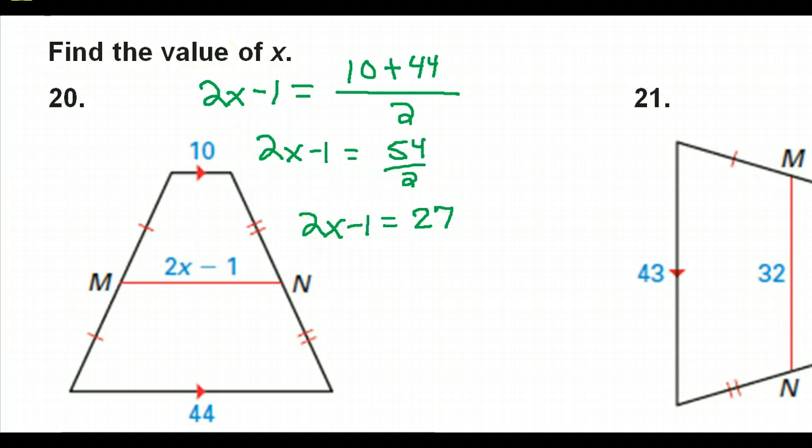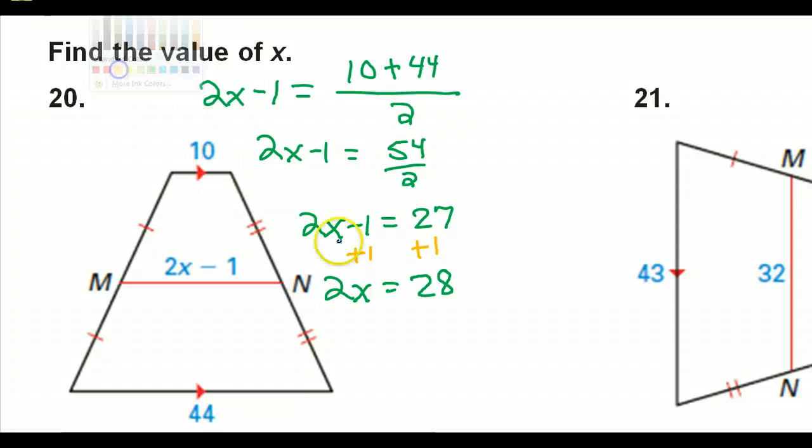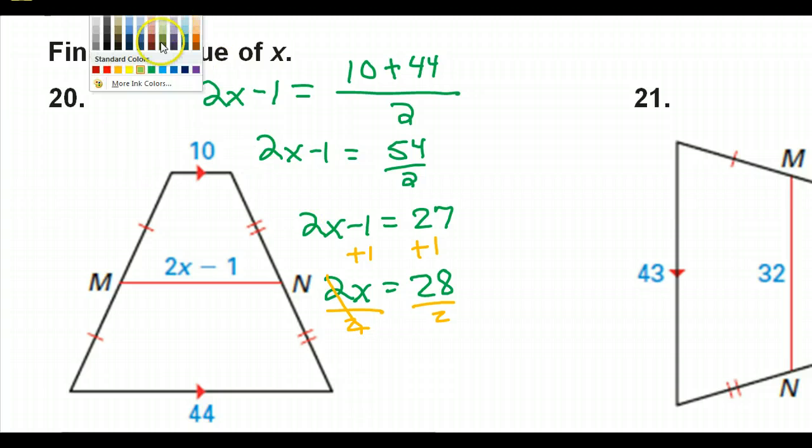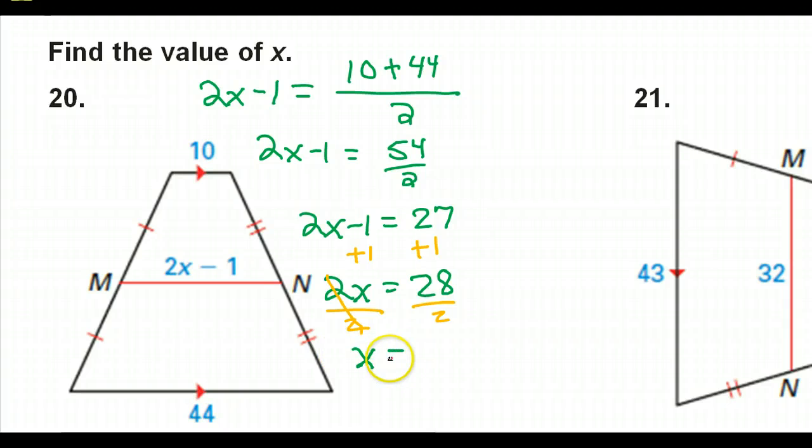So just solving this out, add 1 to both sides. So that's going to give me 2x equals 28 divided by 2. Alright, x equals 14. Alright, so in this case we're just supposed to find the value of x, which is 14. So that's it.